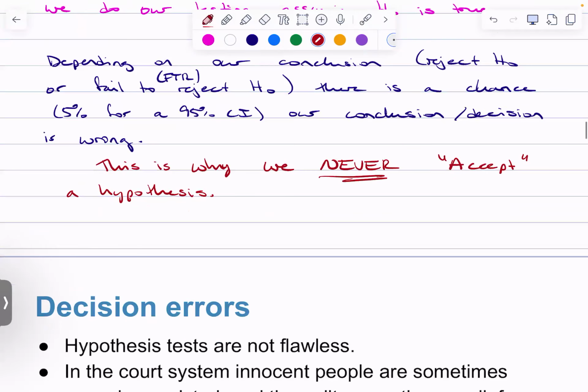I'll even write it here. This is why we never accept a hypothesis, and I will take marks off if you say accept. I really hope that this isn't one of those scenarios where, oh, there was something about accepting, and then you write accept. Don't do that. Go the opposite way.